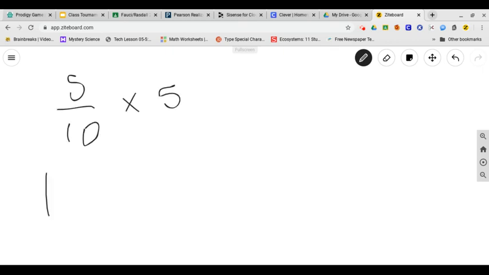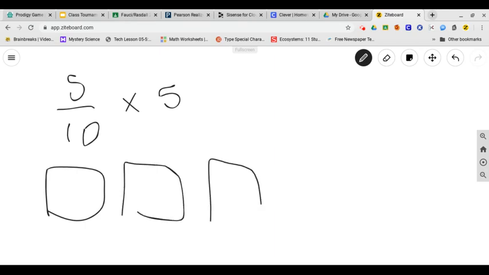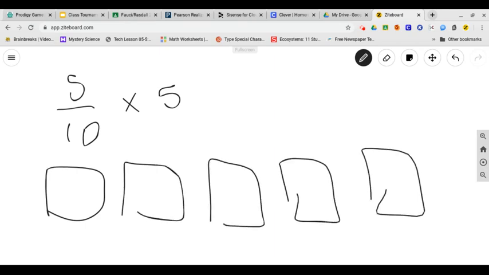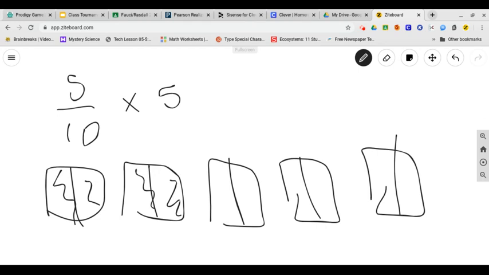So what this really means is if we took 5 objects, let's just say these funny looking squares, we broke them up into 10 pieces, I would need 5 of them. 1, 2, 3, 4, 5.